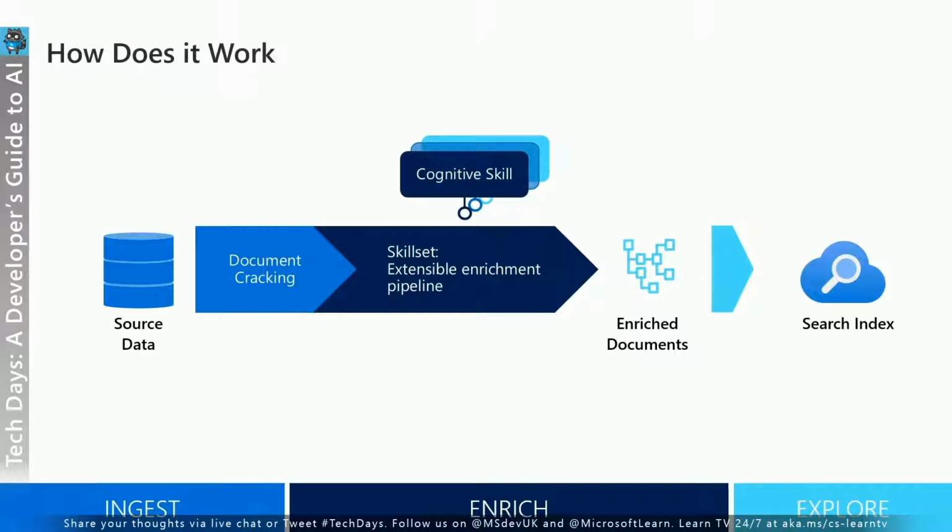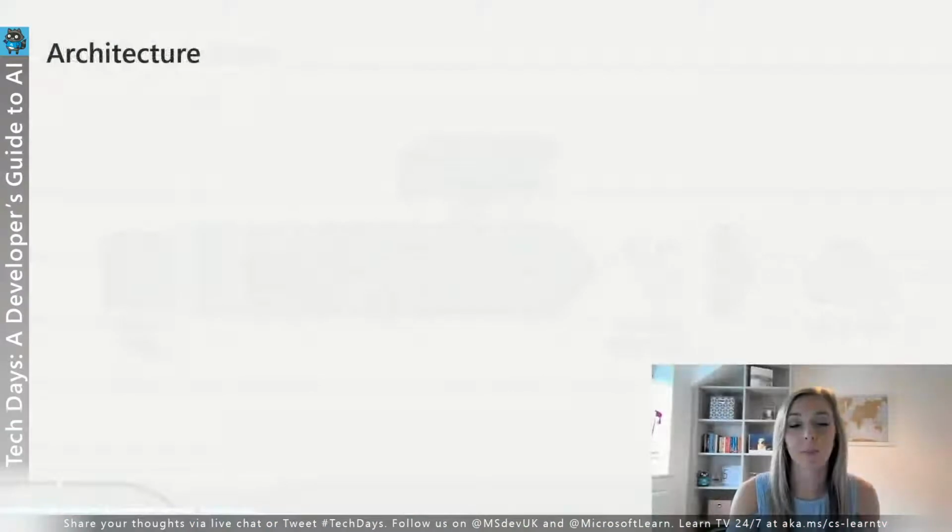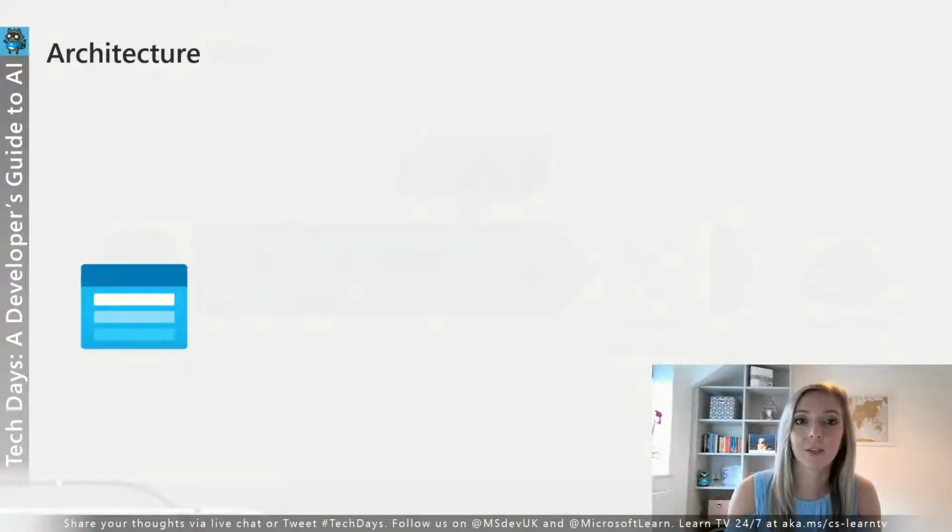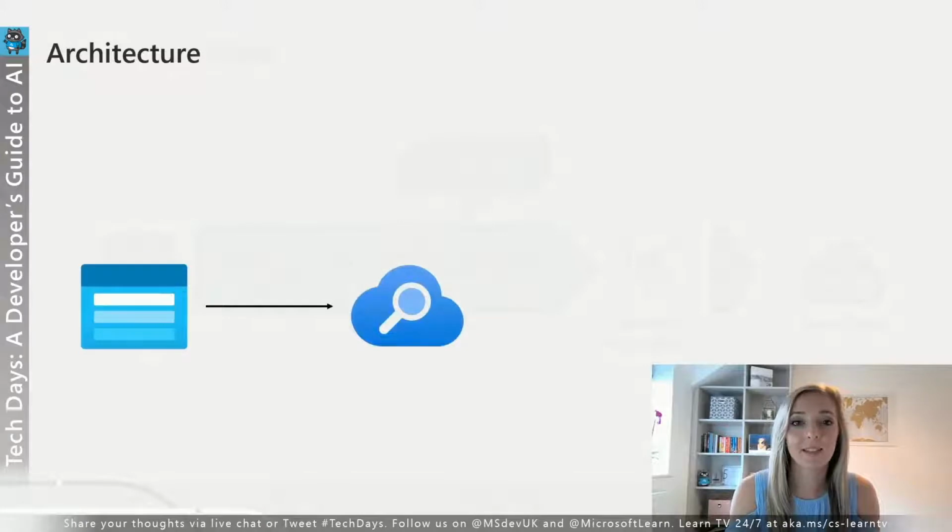In the case of Tailwind Traders, we want to extract key value pairs from our PDF forms and store this data in a structured format that we can analyze and explore. We can do this by creating an architecture like this in Azure. So first things first, we've uploaded our PDF data into an Azure Blob storage account. We then connect this to Azure Cognitive Search to create an index, a data store, and an indexer.